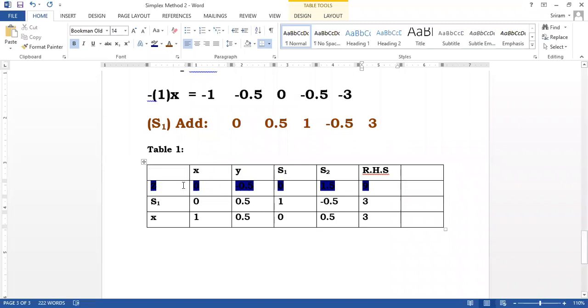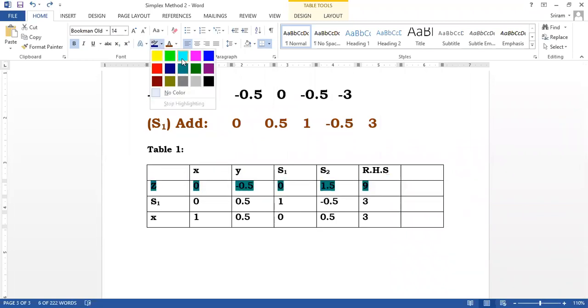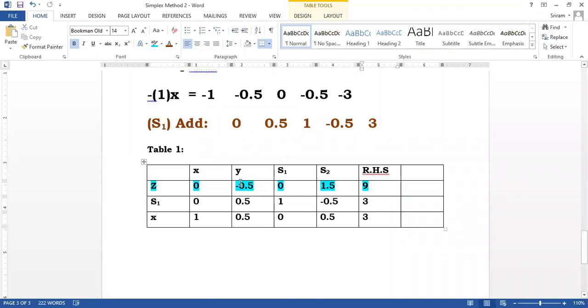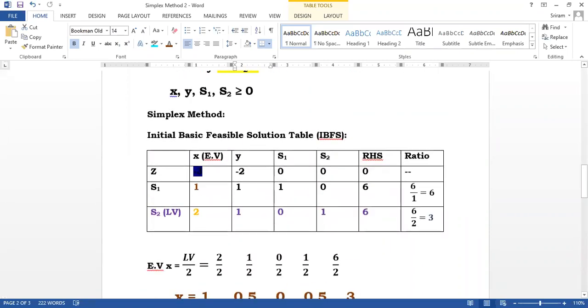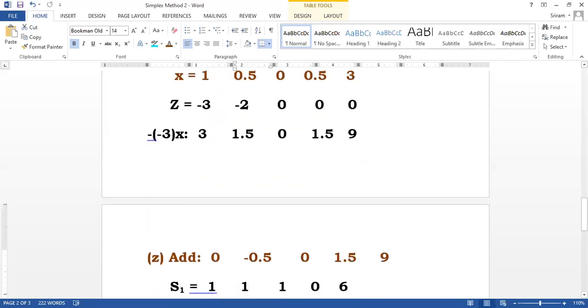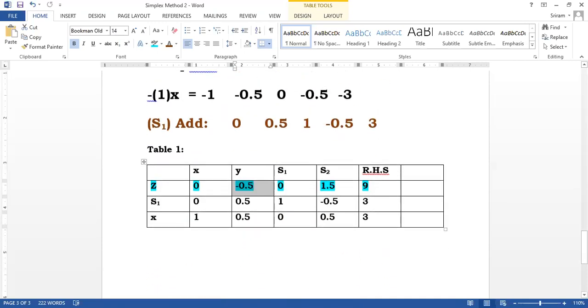When I check the value of Z, I found I have one more minus value here. The y value is minus. So again, we are going to repeat the whole process until we make all the values plus.